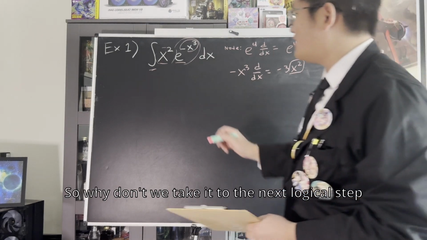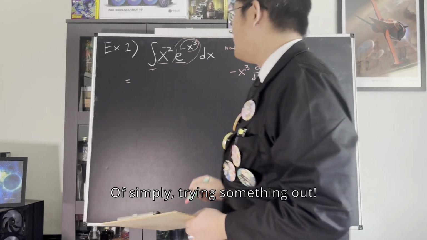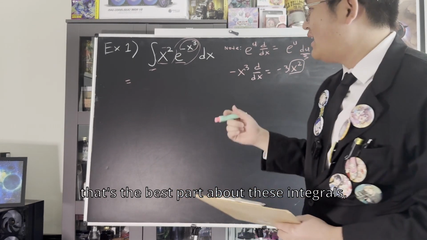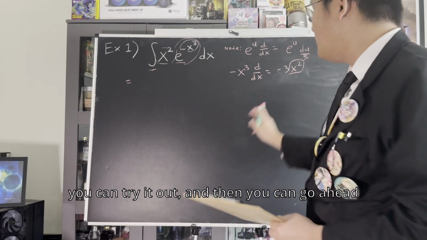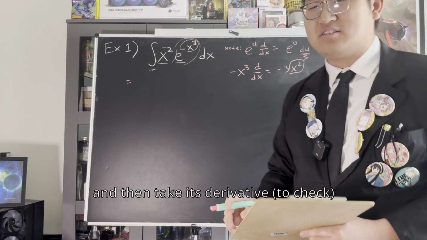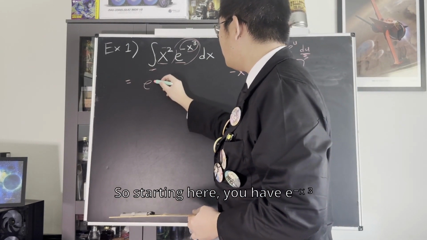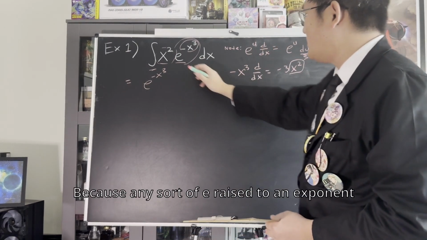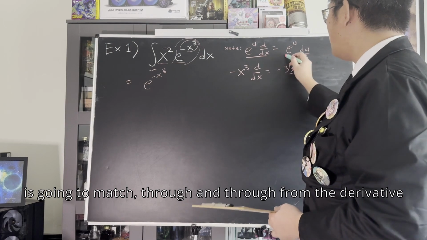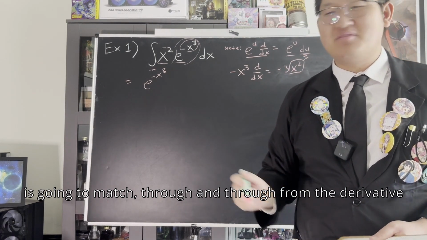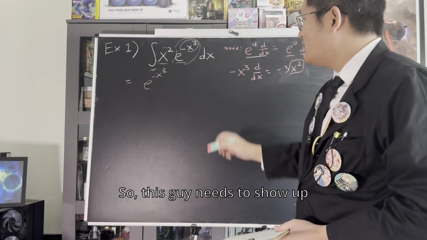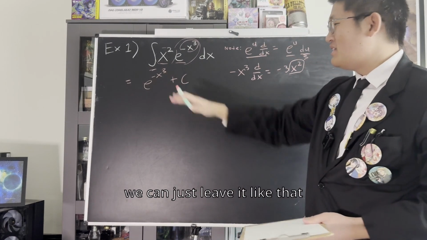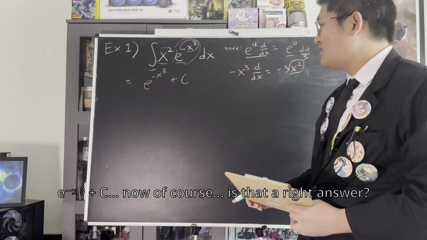So why don't we take it to the next logical step of simply trying something out. And that's the best part about these integrals: if you have an idea, you can try it out and take its derivative. So starting here, we have e raised to the negative x cubed. This needs to be in the answer, because any sort of e raised to an exponent is going to match through and through from the derivative. So this guy needs to show up. Let's just say for our own amusement, we can leave it like that: e raised to the negative x cubed plus c.